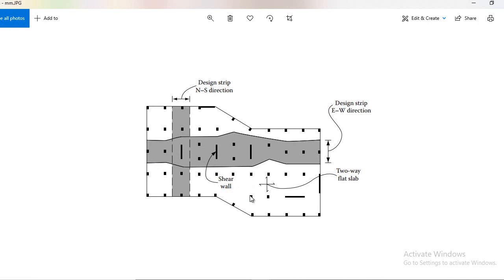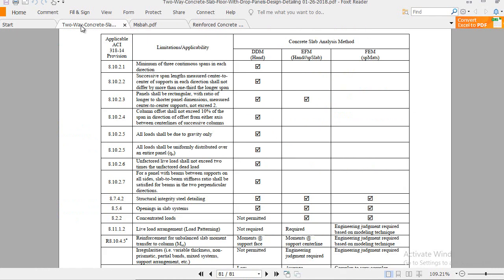Remember, a shear wall acts like a column, and there are some limitations in the DDM method, although this is a flat slab system. In the DDM method, let me show you those limitations. This one, you see, the equivalent frame method and DDM method comparison according to the limitations as applicable in the ACI 318-14 edition. These are the limitations of the DDM method, but there are such limitations which are not applicable in the equivalent frame method.